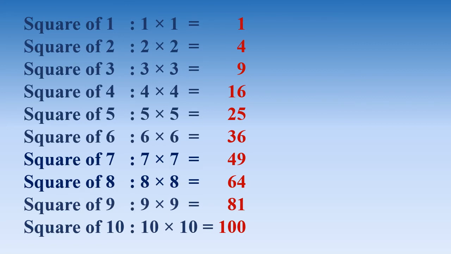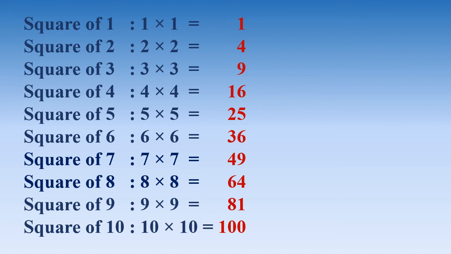Now here, square numbers. Square of 1 means 1 multiplied by 1 equals 1. Square of 2, 2 multiplied by 2 equals 4. Square of 3, 3 multiplied by 3, the answer is 9. Square of 4 means 4 multiplied by 4, the answer is 16. Square of 5, 5 multiplied by 5, the answer is 25.